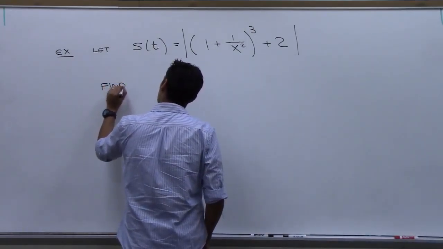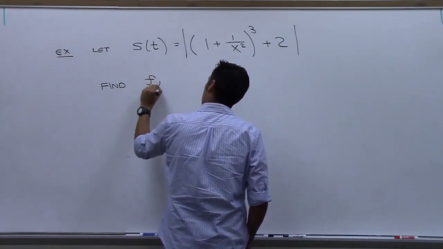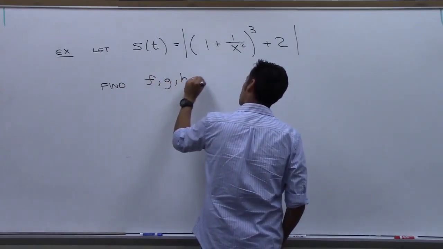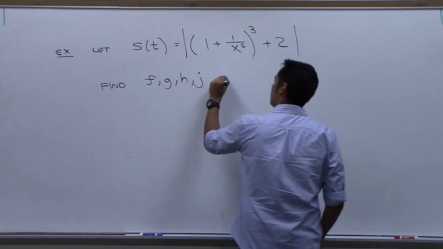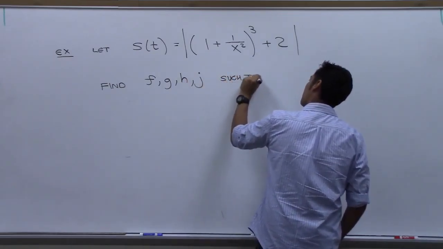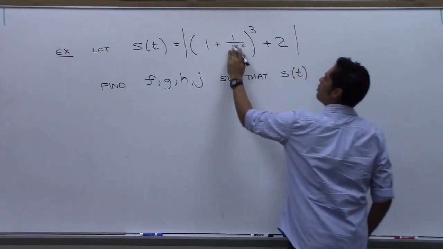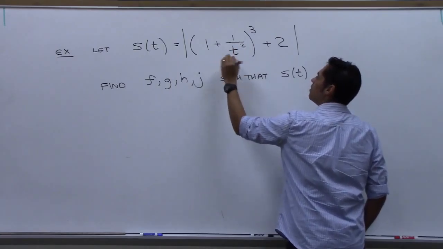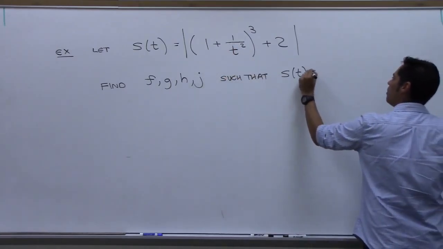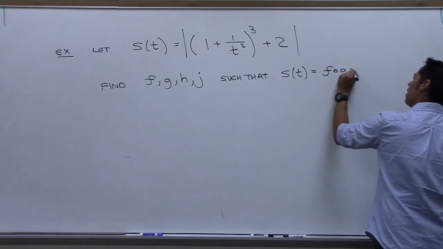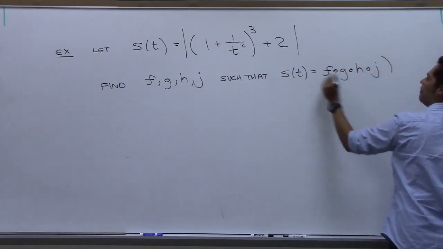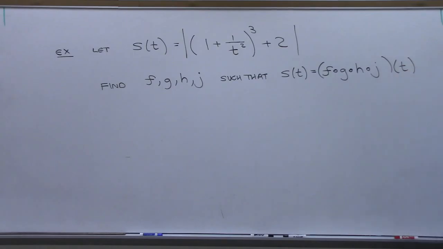Find f, g, h, j such that capital S of t, oh wait, change that x to a t. Sorry, I changed the variable. That's a t right there. Equals f of g of h of j of t. So I want us to somehow see that this is a composition of 4 things.